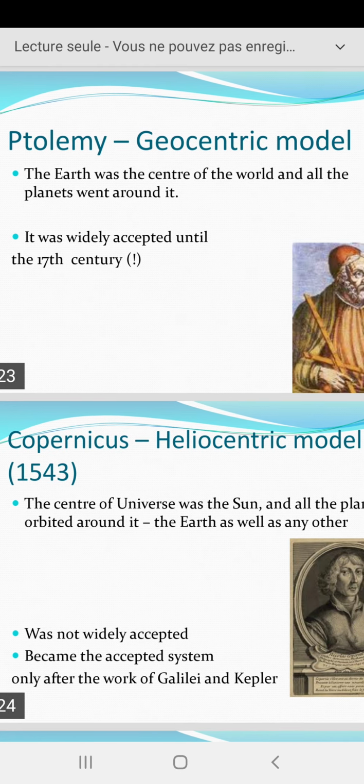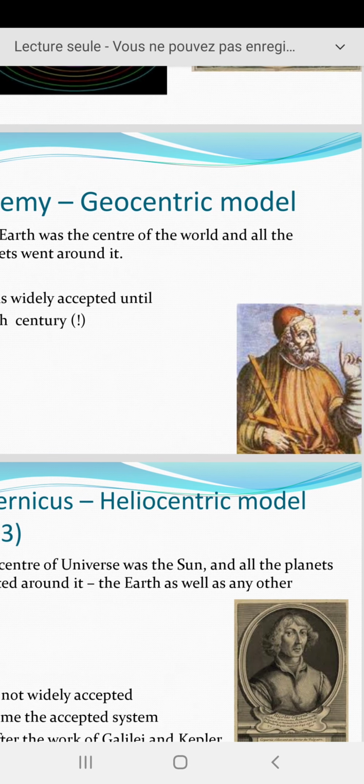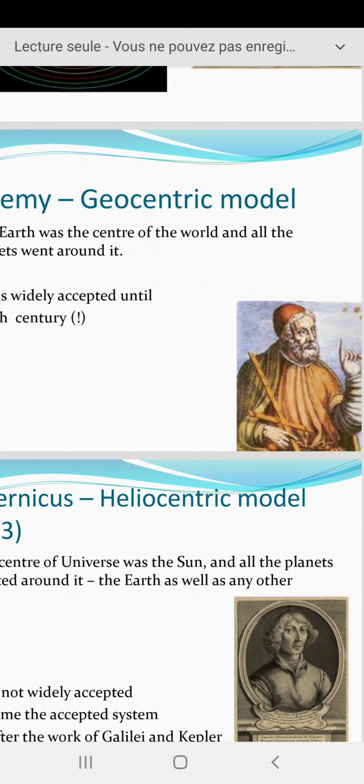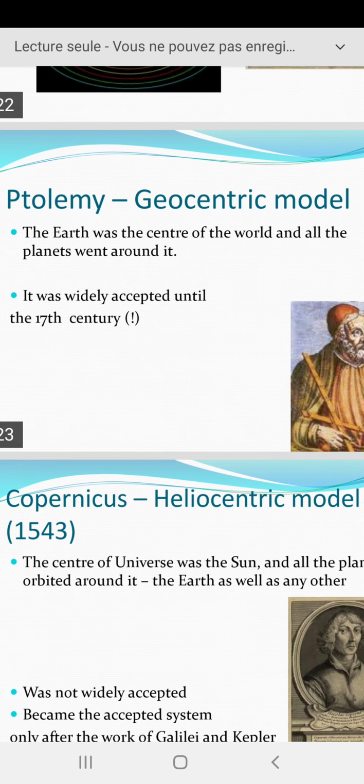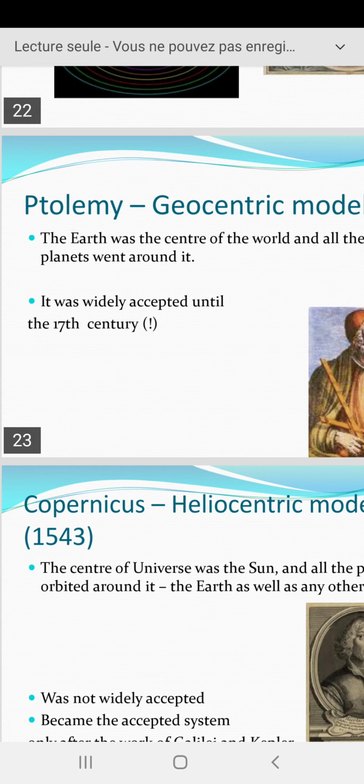Now I wanted to share with you this idea here. Look at this. He looks like an ancient scientist. Yes, he is ancient. He is Ptolemy. He said that the Earth was the center of the world, and all the planets went around it. This was an ancient belief. People used to believe in the past that the Earth was the center of the universe.